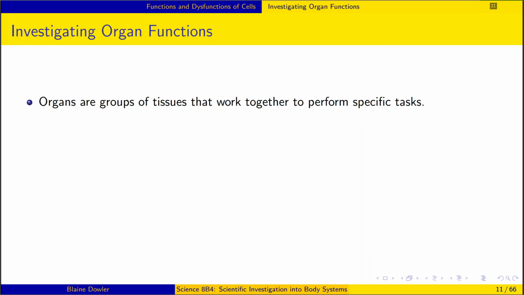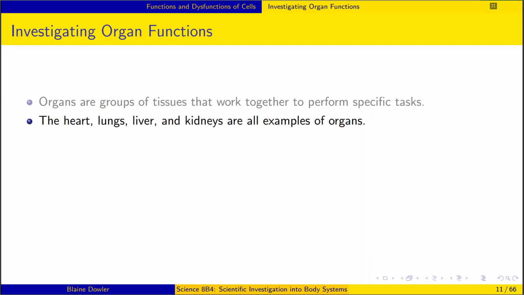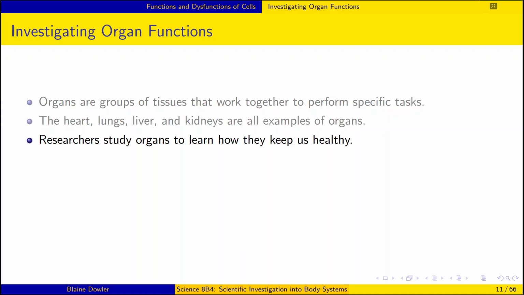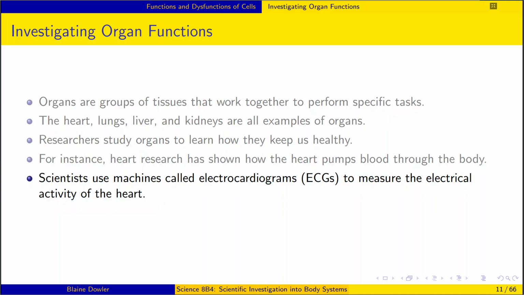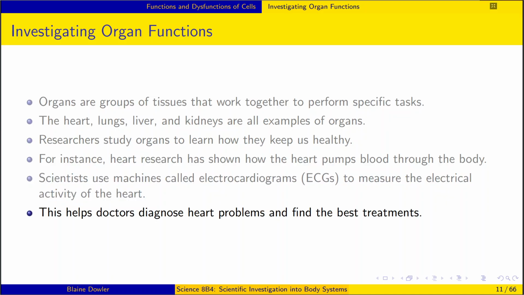Investigating organ functions. Organs are groups of tissues that work together to perform specific tasks. The heart, lungs, liver, and kidneys are all examples of organs. Researchers study organs to learn how they keep us healthy. For instance, heart research has shown us how the heart pumps blood through the body. Scientists use machines called electrocardiograms, or ECGs, to measure the electrical activity of the heart. This helps doctors diagnose heart problems and find the best treatments.